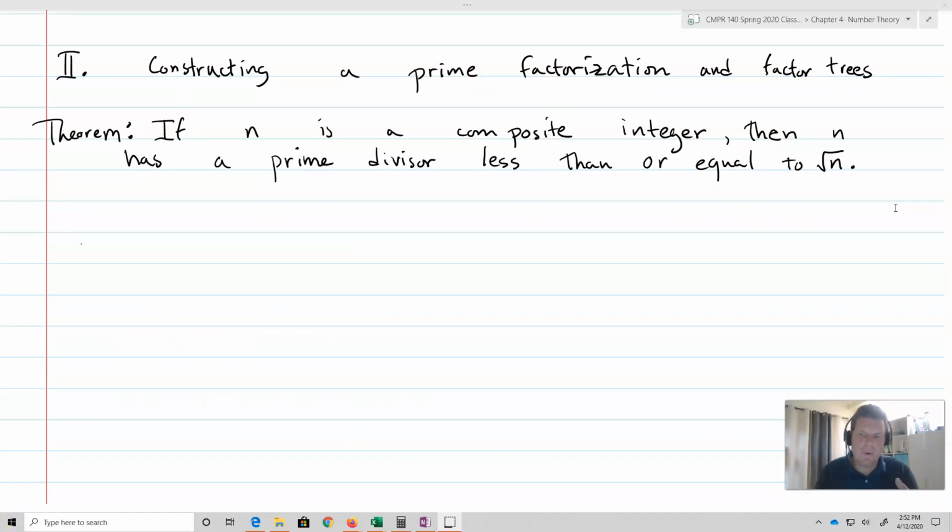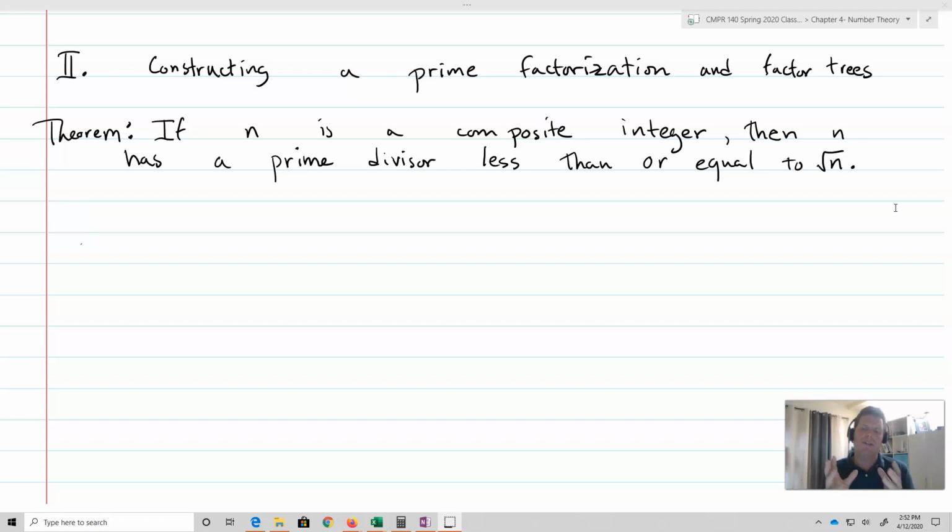So the next thing we want to talk about is constructing a prime factorization and factor trees. You don't have to use factor trees in order to do your prime factorization, but I do find it to be really, really handy and very productive because it creates a graphical way of thinking about a prime factorization and actually breaking up a number into its factors. We're going to start out with this theorem that if n is a composite integer, then n has a prime divisor less than or equal to the square root of n.